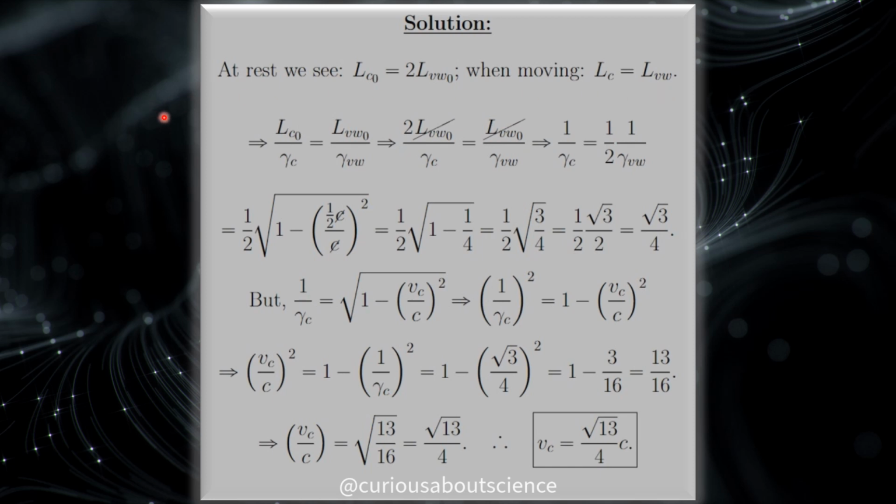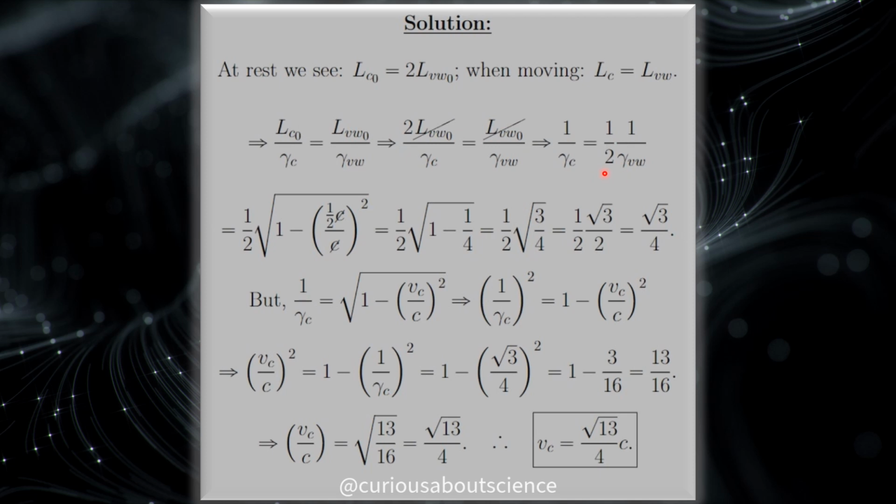Okay, so let's set up the contraction statement for both of them. Here we see that LC naught over gamma C is equal to LV naught over gamma VW. Again, when they're moving, the contracted lengths are equal, so we use that to set the two equal. Now we can substitute in what LC naught is, which is 2 LVW naught. As you see in the next step, both these factors cancel. From this, we can find out from the Lorentz factors what speed they're going. So solve this for gamma C.